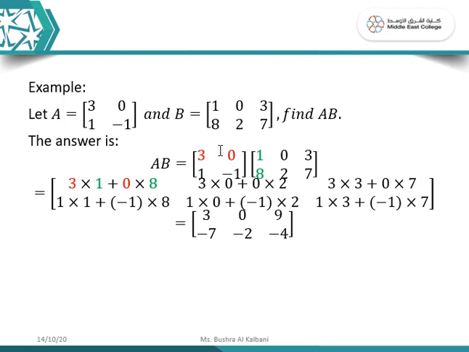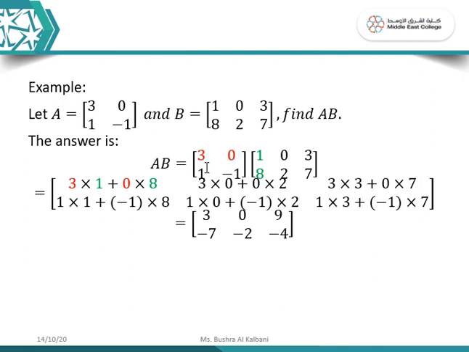How do you multiply it? You take the first row multiplied by the first column of the second matrix, and so on. First row by second column, first row by third column, and between them is addition. 3 multiplied by 1 plus 0 multiplied by 8. For the second one, 3 multiplied by 0 plus 0 multiplied by 2. Then 3 multiplied by 3 plus 0 multiplied by 7.